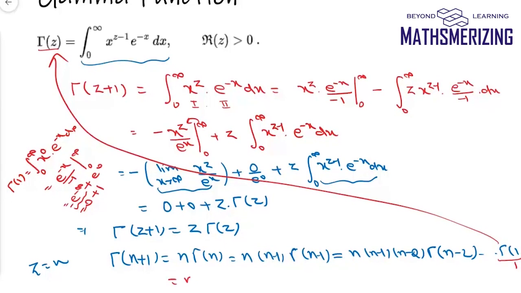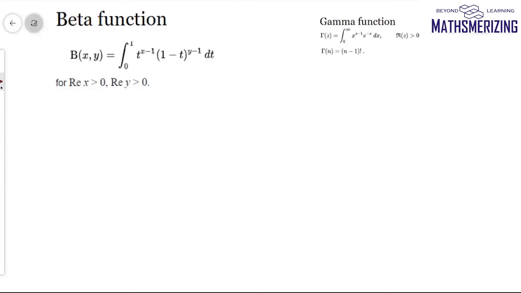So I can write it as n minus 1, n minus 2, and it goes all the way up to 3, 2, 1. So there'll be factorial n. So this is how gamma function is related to the factorial function. In one of the previous videos, we have studied gamma function as an extension of factorial function. Another function which is very important in calculus and analysis and is closely related to gamma function is beta function. So today we'll discuss beta function.